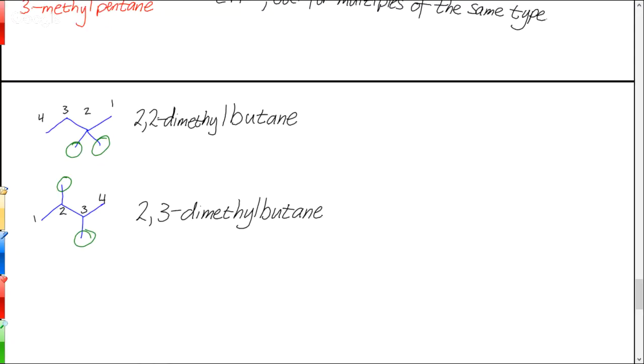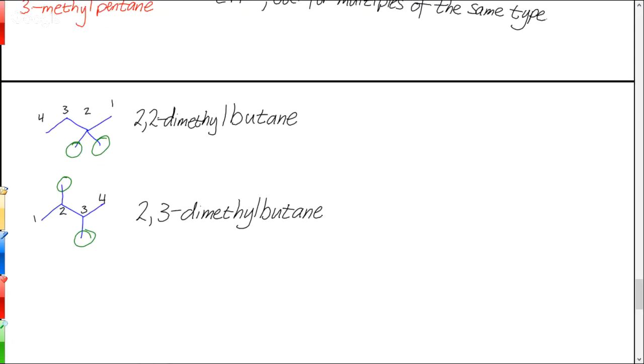Seven. 1, 2, 3, 4, 5, 6, 7. And then we've got, again, methyl groups on 2 and 6. So the 7 carbons makes this a heptane. And that's 2, 6, dimethylheptane. Okay, great.